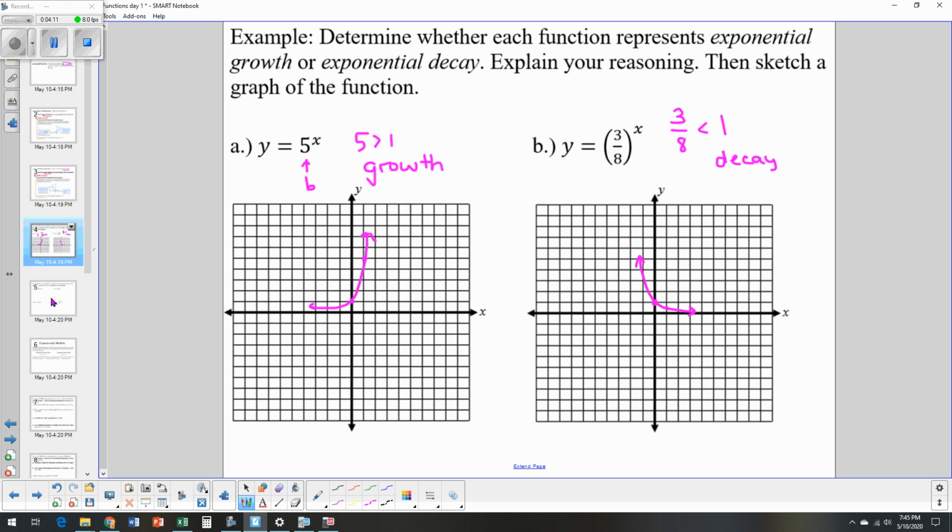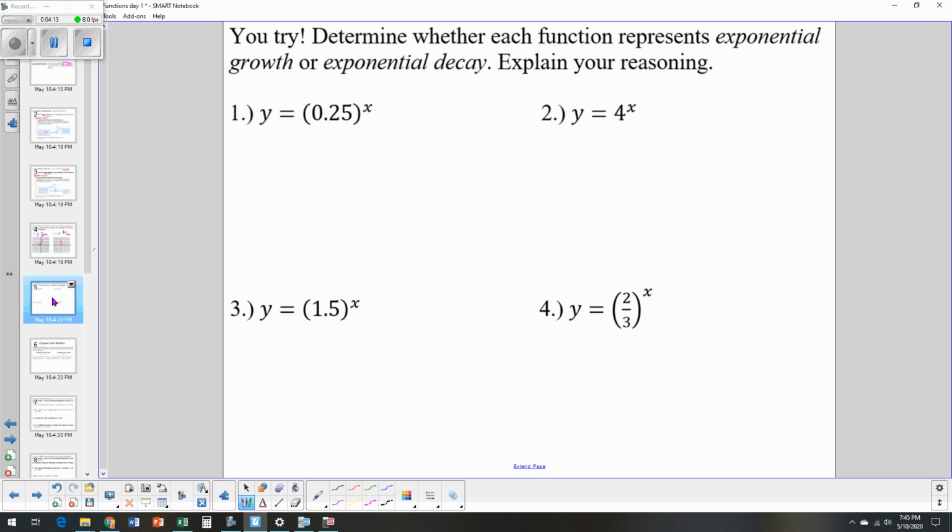Okay? So you guys are going to try the next ones. We're just going to focus on determine whether each function represents exponential growth or exponential decay, and explain your reasoning. You do not have to graph any of these. Pause, and when you're ready, you can come check your answer.